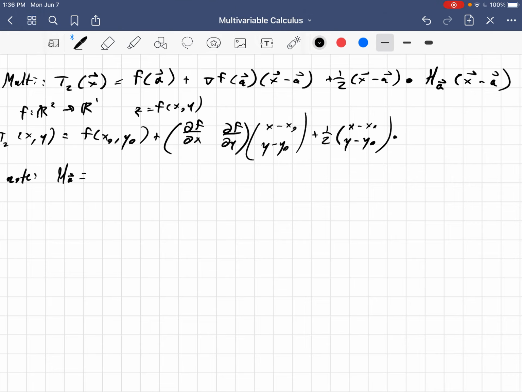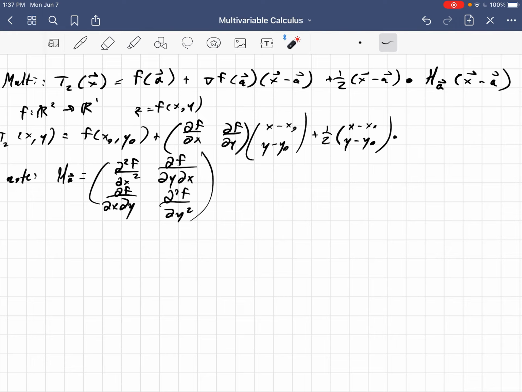If it's evaluated at the vector a, say, it'd be the second partial of f with respect to x, the partial of f with respect to x and then y, the partial of f with respect to y and then x, or the second partial of f with respect to y, right? So which ways can you take the second ordered partials of f? You can do it with respect to x twice, with respect to x and then y, with respect to y and then x, or with respect to y twice.